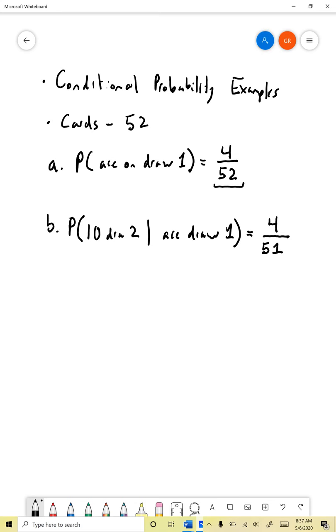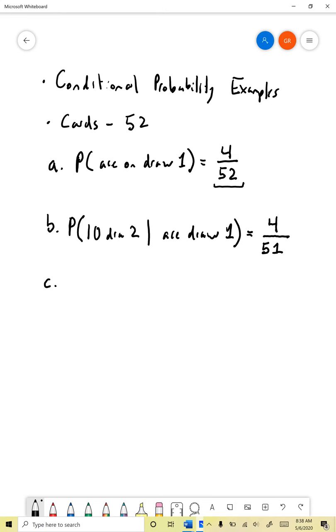Notice it's a little bit higher than the chance of drawing a 10 on the first draw, unconditionally, which would be the same as the probability of drawing an ace on the first draw. Because now on the second draw, once we've learned that we've gotten a card other than a 10 on the first draw, it's more likely that we'll get a 10 next time, because there's less overall possibilities, but still 4 10s to be drawn.